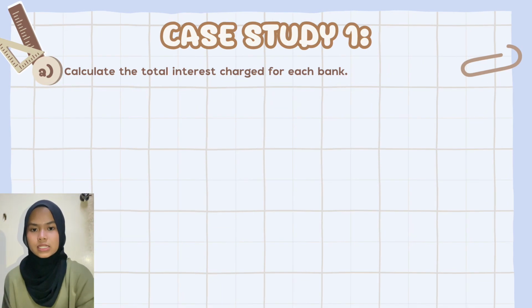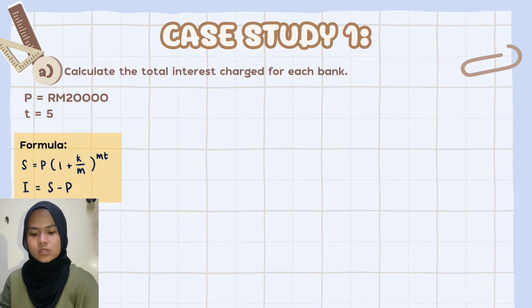So first, we extract the information given in the question. So here we have P, which is principal, is 20,000 ringgit, and T, which is length of time, is 5 years. For this question, we will be using two formulas, which is S equal to P times (1 plus K per M) to the power of M times T. S is future value, K is nominal interest rate, and M is frequency. Second formula is I equal to S minus P.